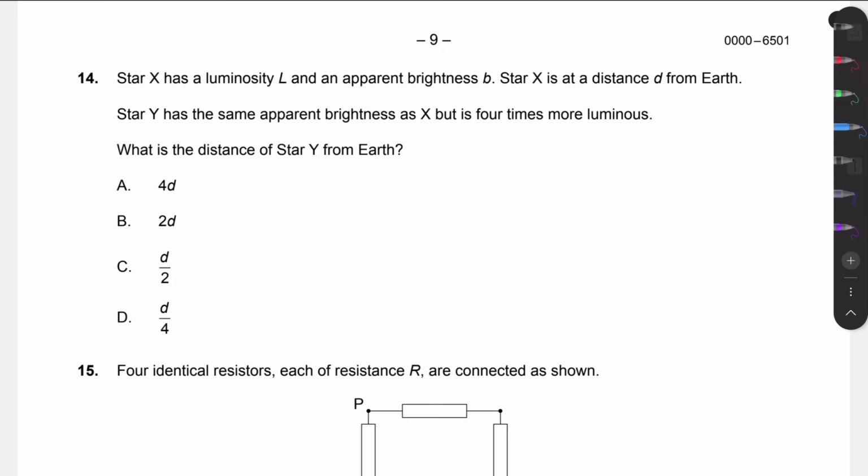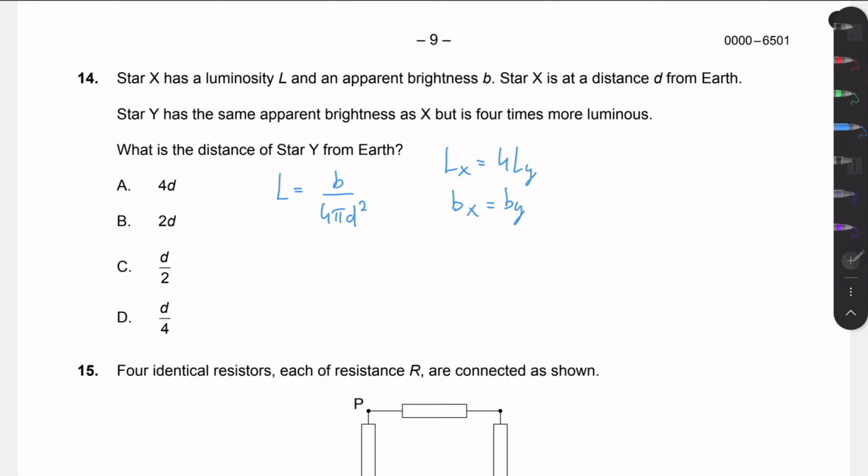And then here we have a star X, luminosity L, apparent brightness B, and this is a distance X from Earth. And star Y has the same brightness, but is 4 times more luminous. Well, we know that apparent brightness is the luminosity divided by 4 pi times the distance squared. We also know that Lx is equal to 4 times Ly, and we know Bx is equal to By.